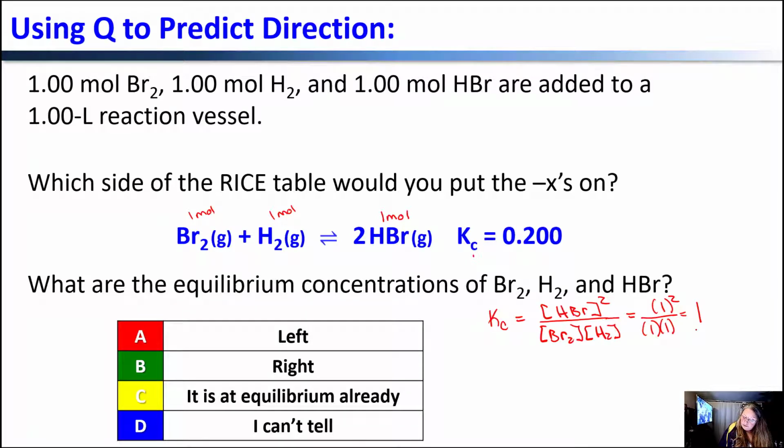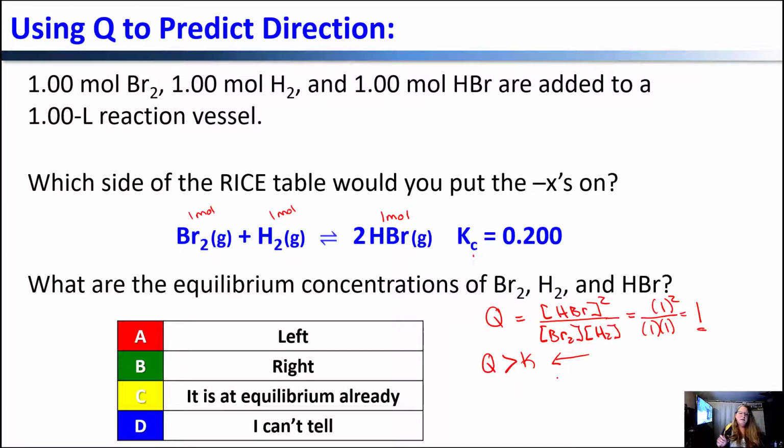Okay, so this, actually, that's my Kc, and I should be very careful here. Sorry, my hand is forgetting which one is which. That is my Kc, but what I just put in there was actually my Q, because we don't know if that is at equilibrium or not. So this is Q. Okay, so Q is 1, which is greater than K, 0.2. That means I am progressing to the left instead of the right.